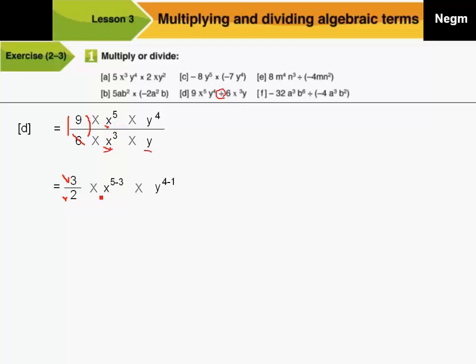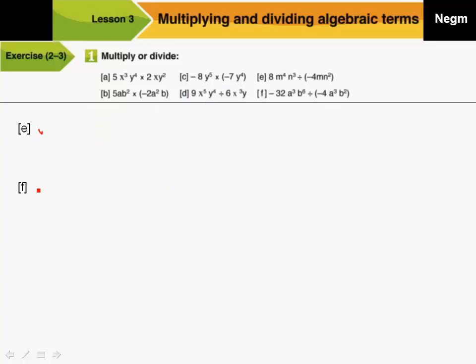This will be equal x to the power 5 minus 3. The same here, we have y to the power 4 minus 1. This will be equal 3 over 2 x to the power 2 y to the power 3. And this is the solution of D. You can solve E and F the same way.